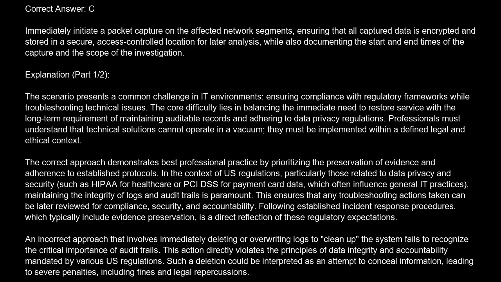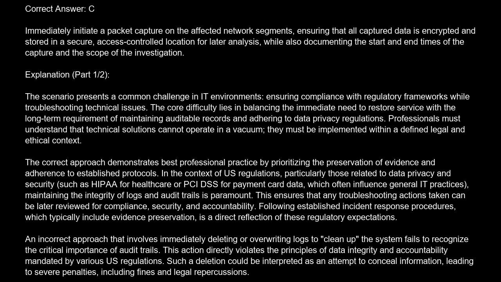The scenario presents a common challenge in IT environments: ensuring compliance with regulatory frameworks while troubleshooting technical issues. The core difficulty lies in balancing the immediate need to restore service with the long-term requirement of maintaining auditable records and adhering to data privacy regulations. Professionals must understand that technical solutions cannot operate in a vacuum. They must be implemented within a defined legal and ethical context.